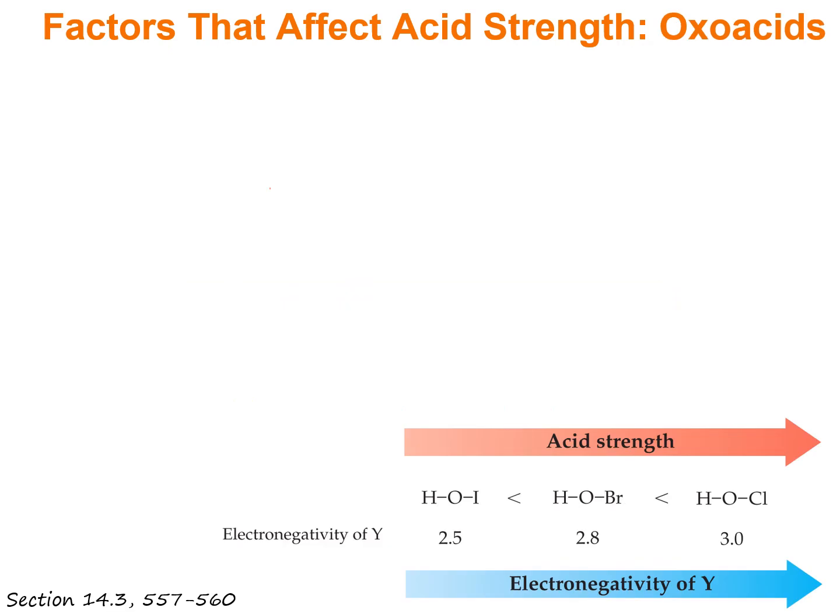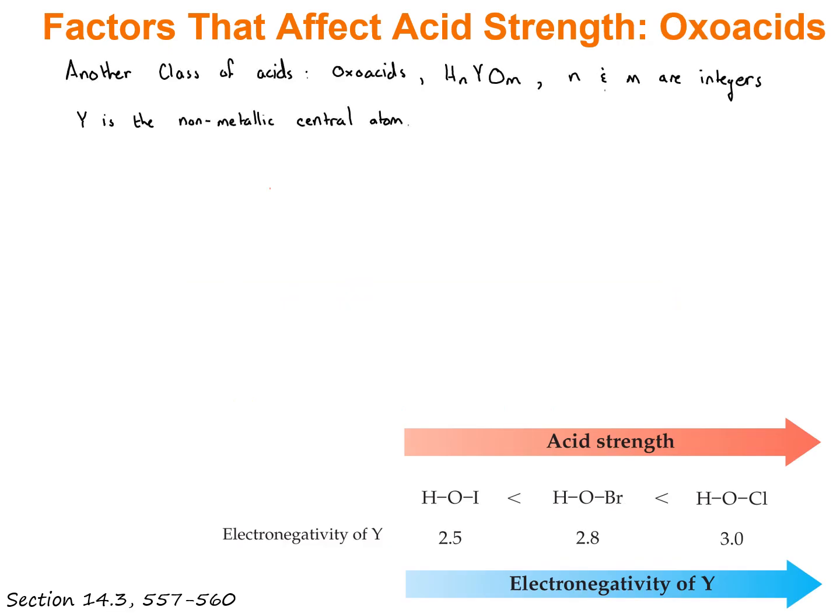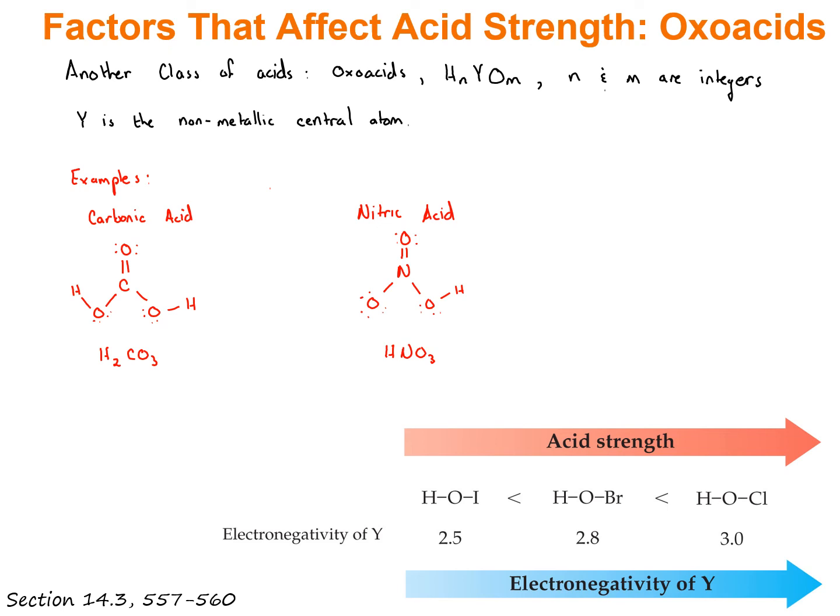Another class of acids is oxoacids. These have a general form of HNYOM. N and M are just integers. Y is going to be the non-metallic central atom that's present. And so if we look at some examples, carbonic acid would be one, and it's just given by the formula of H2CO3. Nitric acid would be another, HNO3. And another would be hypochlorous acid with just HOCl.